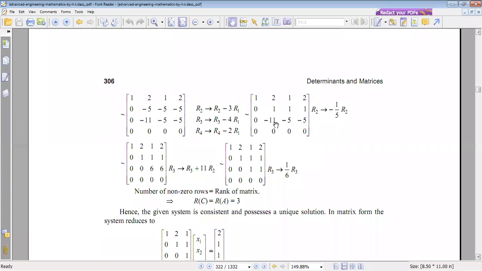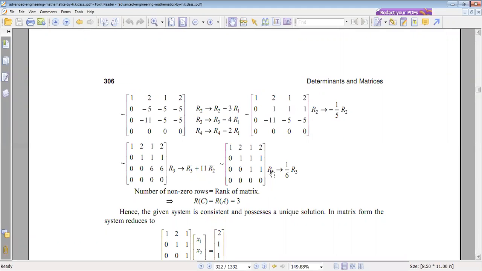Now, by using this one, we can easily make this minus 11 equal to 0. So how can we make this one equal to 0? See here, row 3 tends to row 3 plus 11 row 2. So row 1 remains the same. Row 2 also remains the same. So minus 11 plus 11 will be 0. Again minus 5 plus 11 will be 6. Again minus 5 plus 11 will be what? 6. Clear?